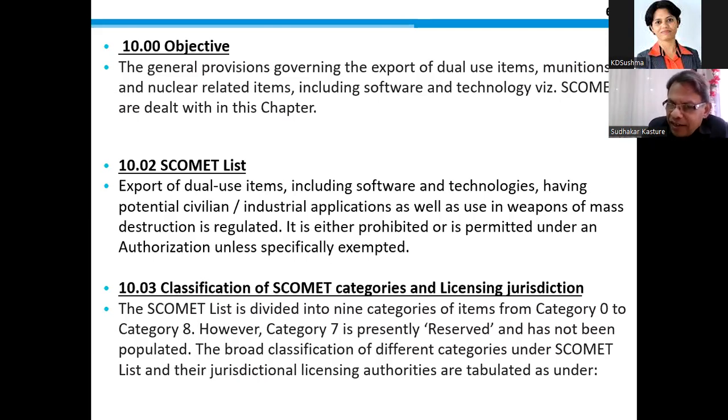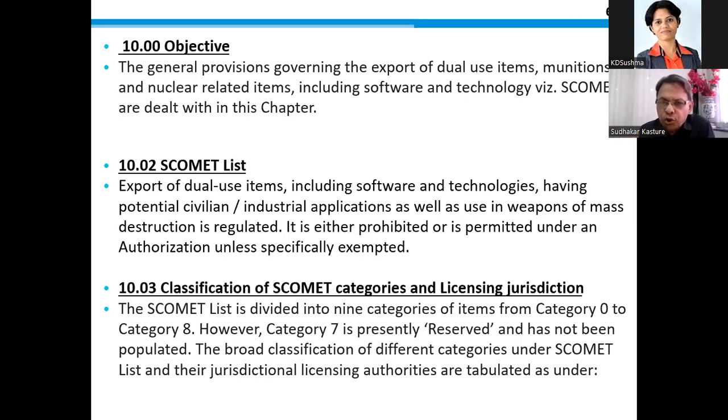The products are divided into 9 categories. Category 0 to category 8, total 9 numbers. Category 7 is presently reserved, has not been populated. That means no allocation has been made. And broad classification is given. It is tabulated along with their jurisdictional licensing authorities.